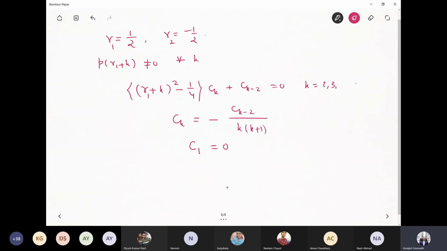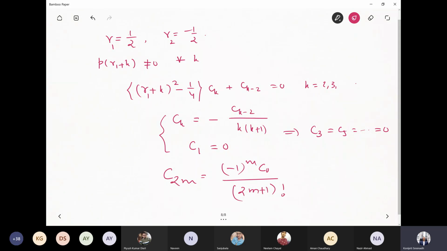So C1 is 0, and these two things combined imply that C3, C5, all the odd coefficients are going to be 0. Therefore, you get C2m is going to be (minus 1) power m into C0 by (2m plus 1) factorial. So this gives the first solution. Okay, so the first solution is x power half into the sum of x power 2n. So this is the first solution.